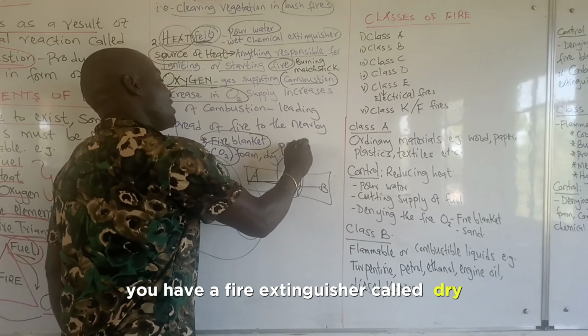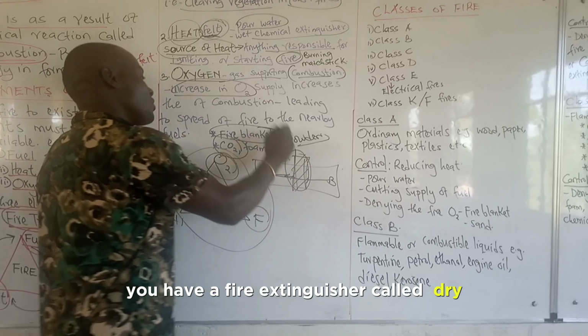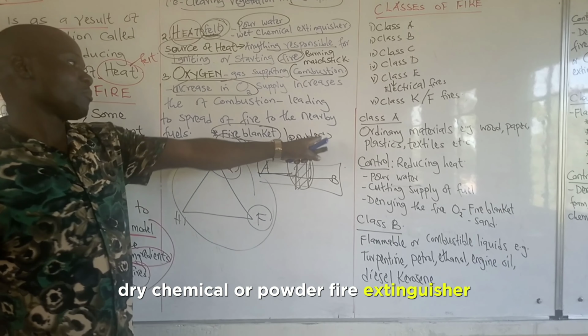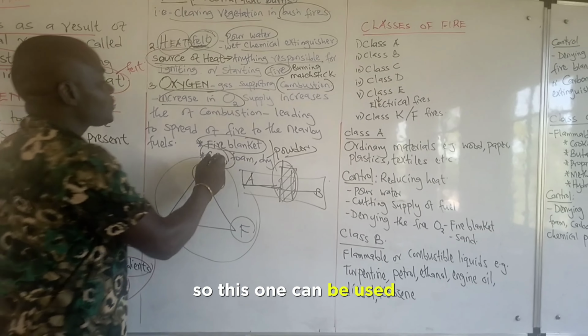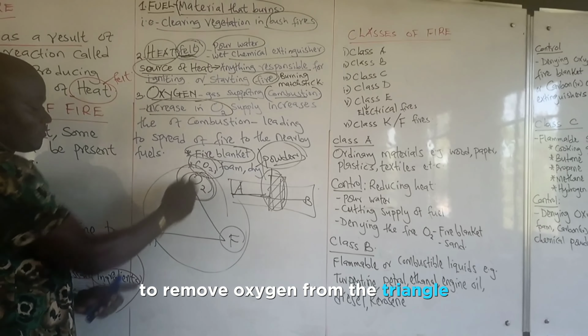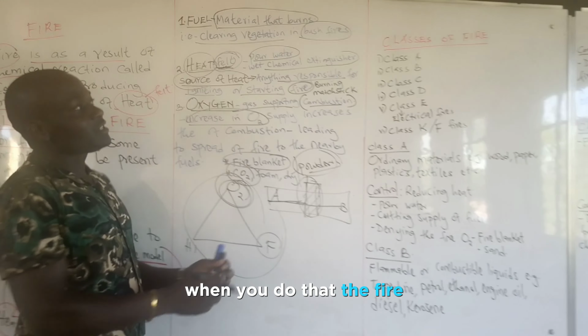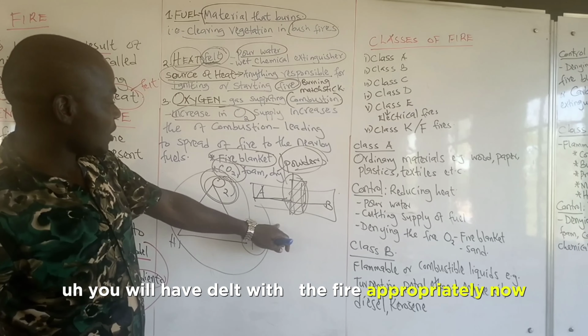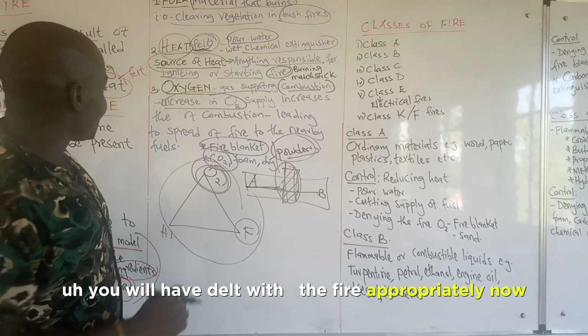You have another fire extinguisher called what? Dry chemical or powder fire extinguisher. This one can be used to remove oxygen from the triangle. When you do that, you will have dealt with the fire appropriately.